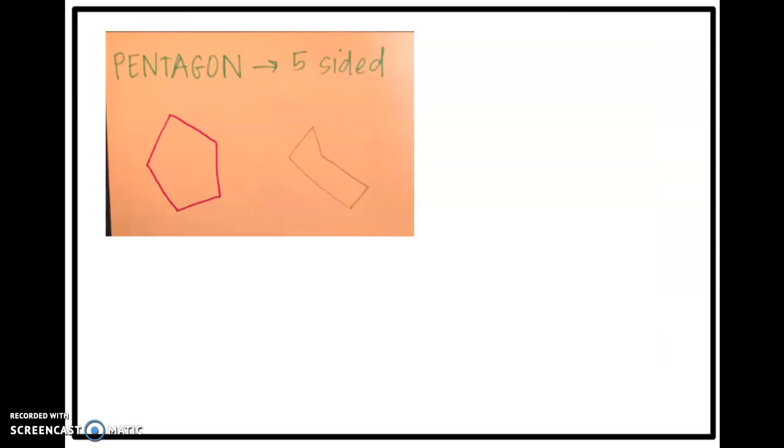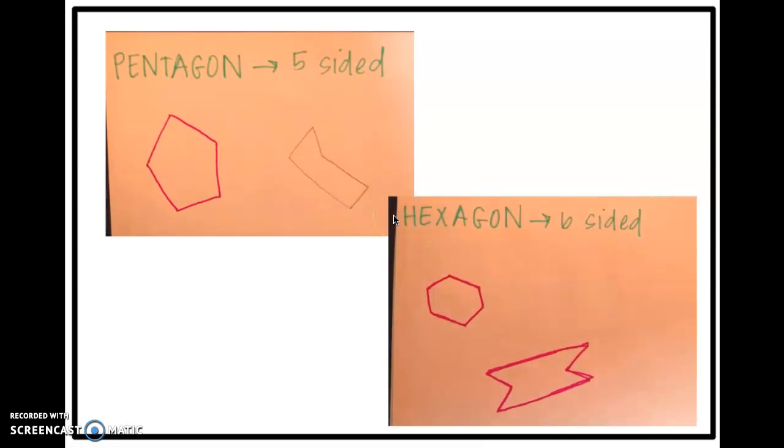Next up, we have a pentagon that has 5 sides. I have a pentagon, what we're used to seeing, and then I drew my own 5-sided shape. We have a hexagon, which is 6 sides. Again, I drew the 6-sided polygon we're all familiar with, and then I drew another 6-sided polygon.